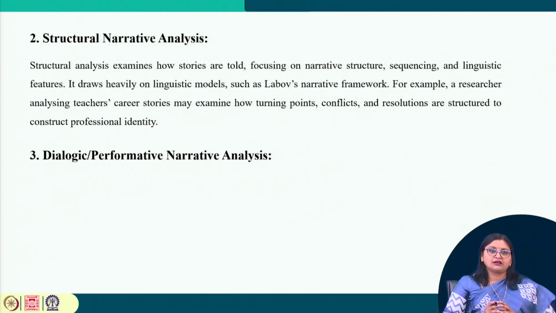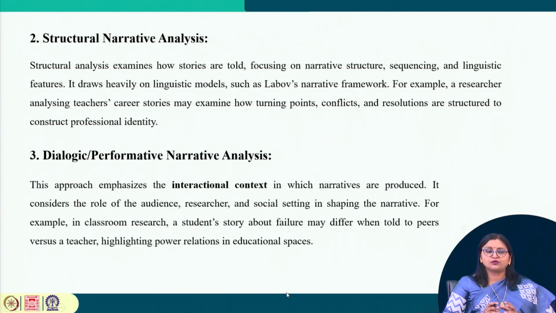The third one is dialogic or performative narrative analysis. This approach emphasizes the interactional context in which narratives are produced. It considers the role of audience, researcher and social setting in shaping the narrative. For example, in classroom research, a student's story about failure may differ when told to peers versus a teacher, highlighting power relations in educational space.